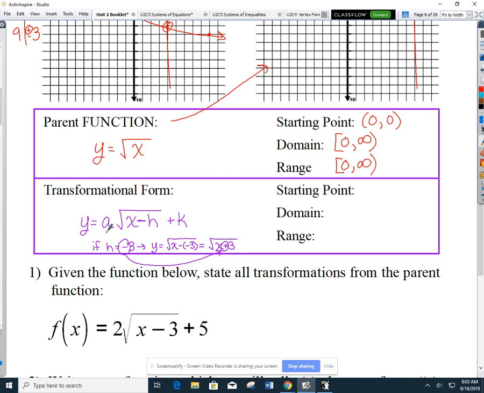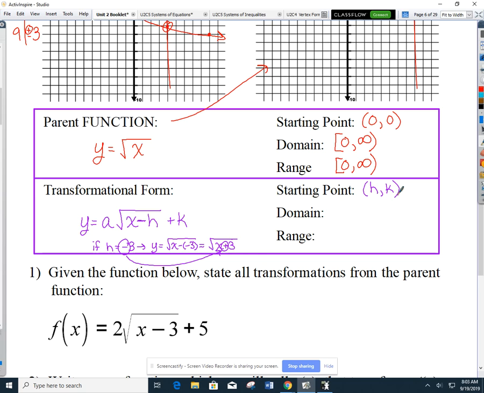So a still tells us if there's a reflection or not. It tells us if there's a stretch, a compression, and then k shifts the graph up and down. The starting point is going to be whatever h and k are, h comma k.